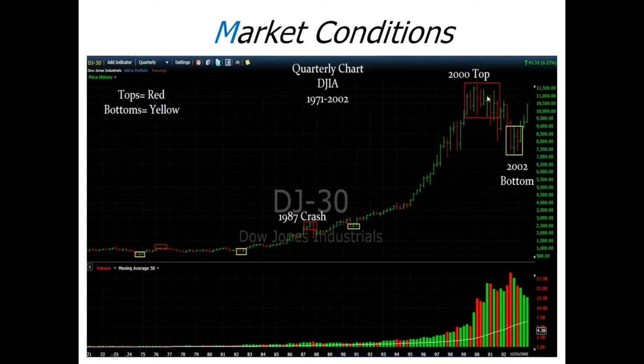Here's a 2000 top before it really led to the whole dot-com bubble. And 9/11, all that stuff was right after that topping pattern. And then the 2002 bottom before the second Iraq war came into play, in Afghanistan and all that stuff. So either way, you threw the market bottom before the market started, the tide turned.